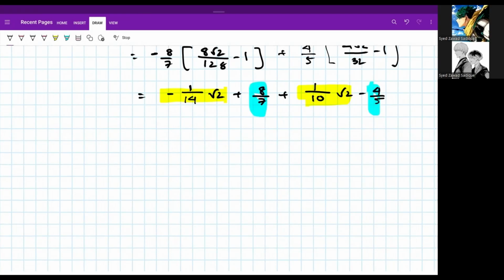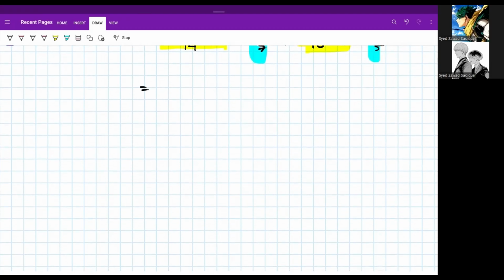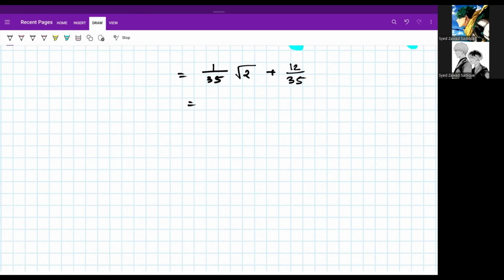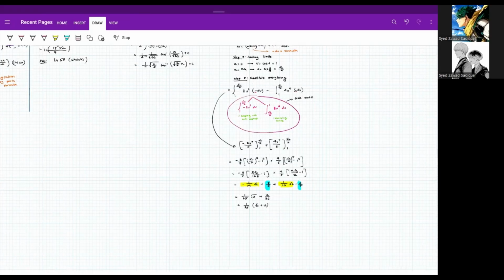Hence we get 1 by 35 root 2 plus 12 by 35. Now you could keep it like this, or you could further simplify it and write the answer as 1 by 35 root 2 plus 12. That's it. That's your answer.